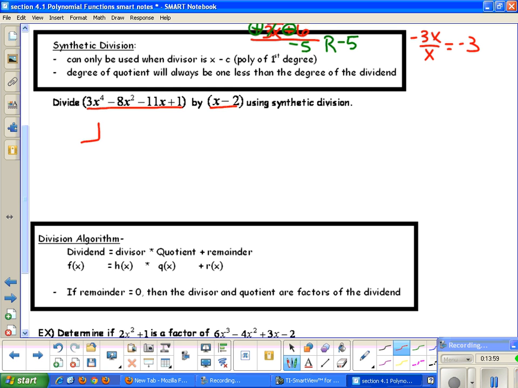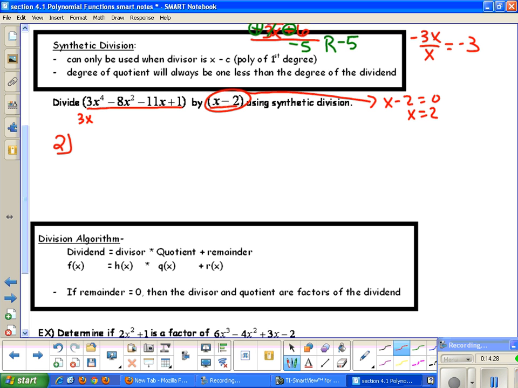And if you remember from Algebra 2, we have our box over here, and in our box goes whatever this zero is. So the zero for that would be 2. So that's what I'm testing, the zero. So 2. Then remember for your synthetic division that you have to make sure your terms are in order with no missing zero placeholders, and then you take out the coefficients.